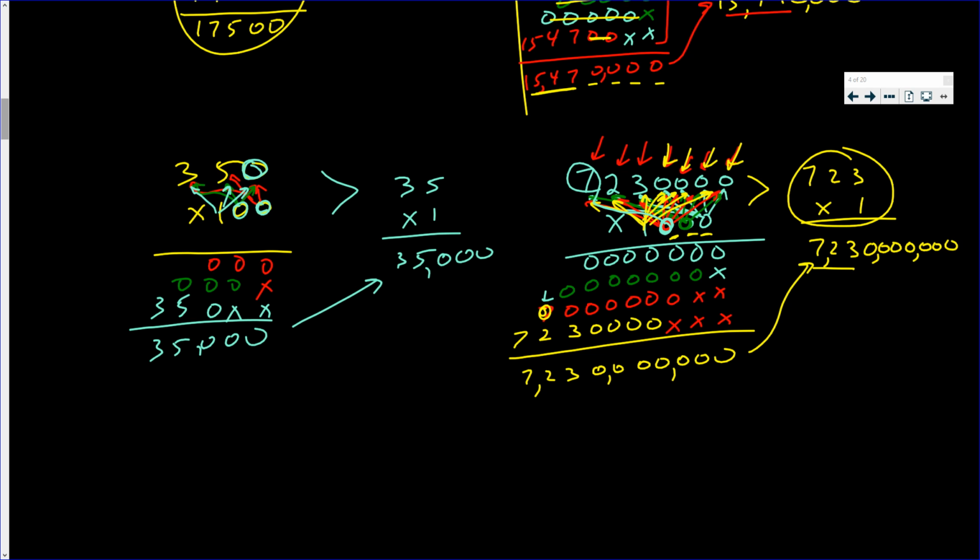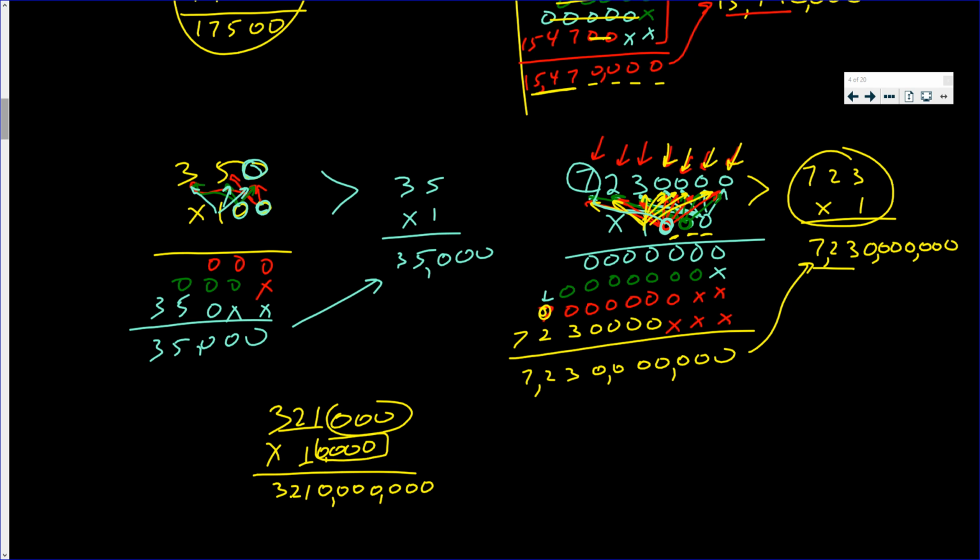I know it's 723. That is, if you have 321,000 and you multiply it by 10,000, you should know this times that is 321. 3 zeros and 4 more zeros, 7 zeros. 3, 4, 5, 6, 7.